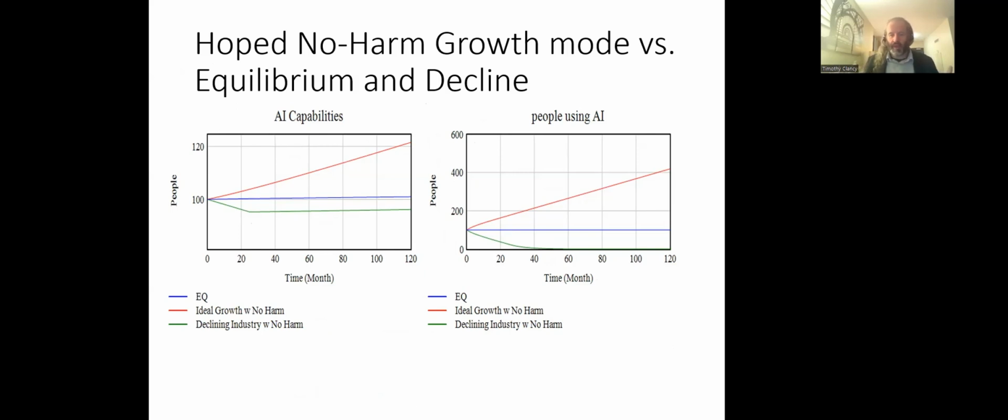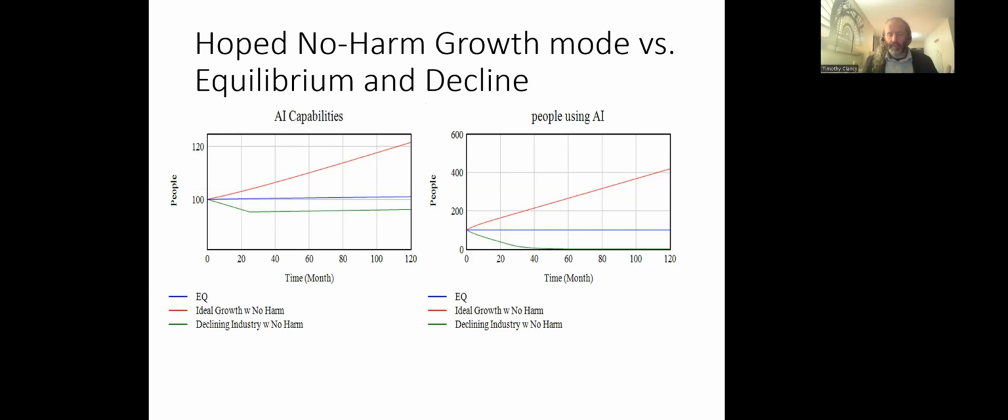So you see here on the left the AI capabilities. It has the ideal growth with no harm. It's got a nice growth cycle going up. Interestingly, the model is capable of producing a counterfactual. So assuming there was no industry support, no kickoff with stable diffusion last year, you have a declining industry, no harm, but you can see that it's declining to a lower capability.